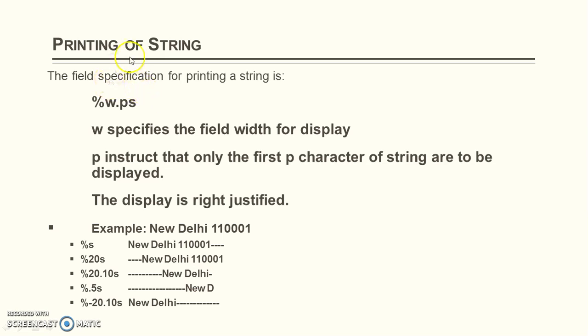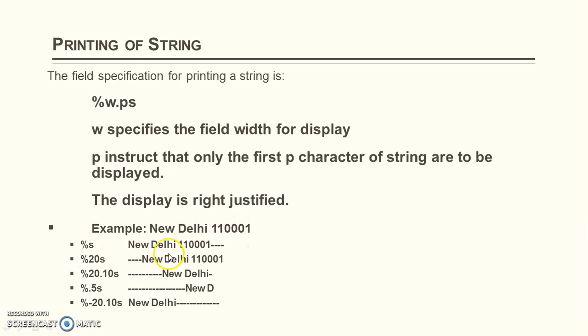So how will you print a string? The field specification for printing a string is %W.Ps. W will specify the width. P instructs that only the first P characters of the string are to be displayed, and by default the display is right justified. Suppose we have a string, New Delhi, and a pin code number.